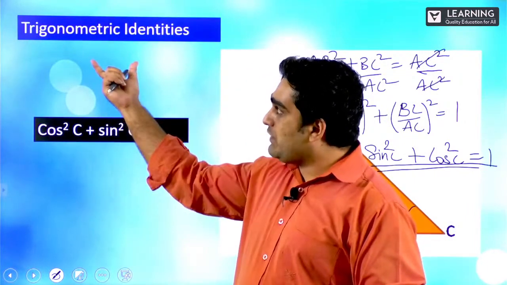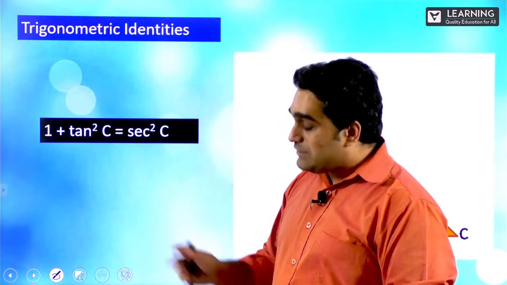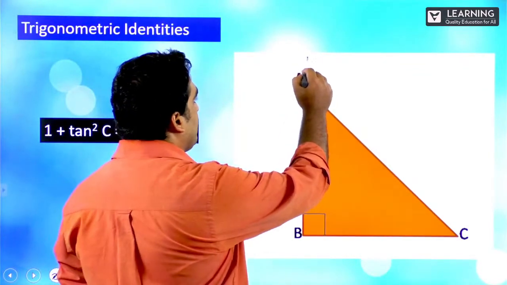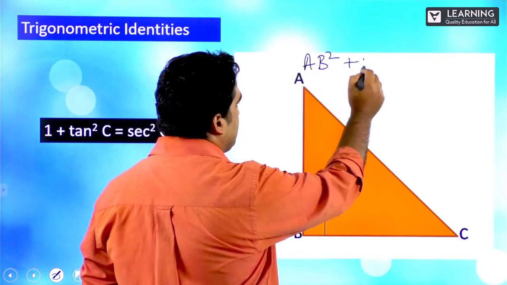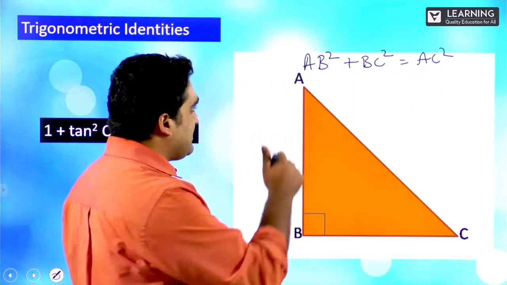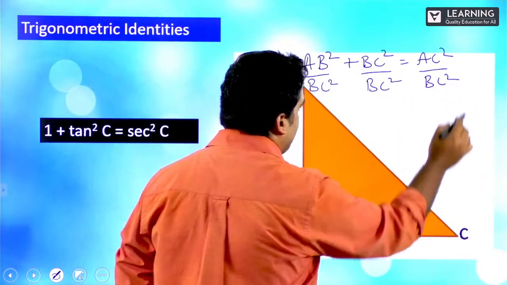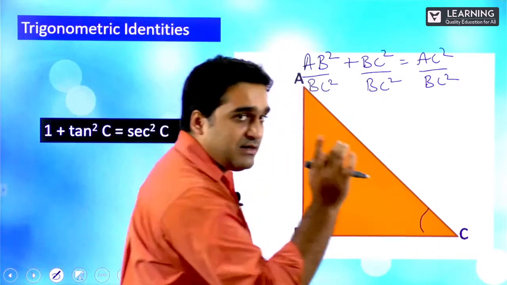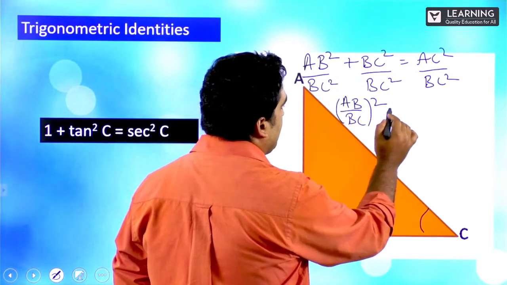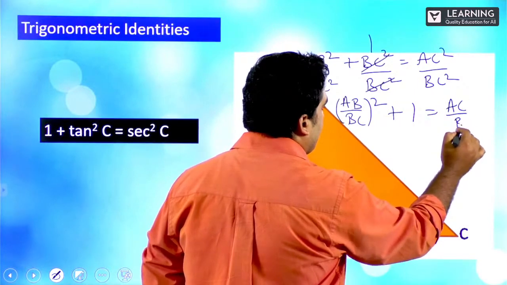And that is one of the trigonometry identities. You have another trigonometry identity, which is 1 plus tan square C is equal to secant square C. So let us try to prove this again by using Pythagoras theorem, where you have AB square plus BC square is equal to AC square. Now to all the three, I will divide them by BC square. Angle is located here, keep that in mind. AB by BC whole square plus, cancel to give you, 1 is equal to AC by BC whole square.